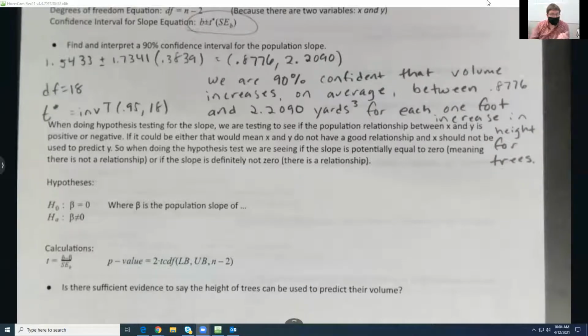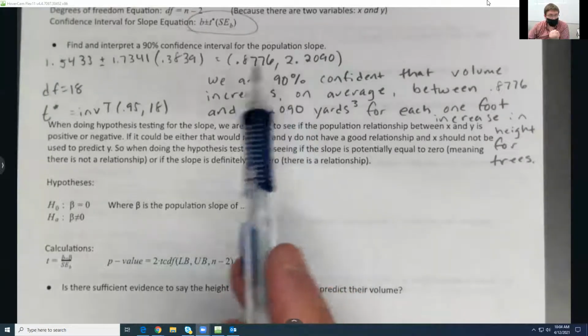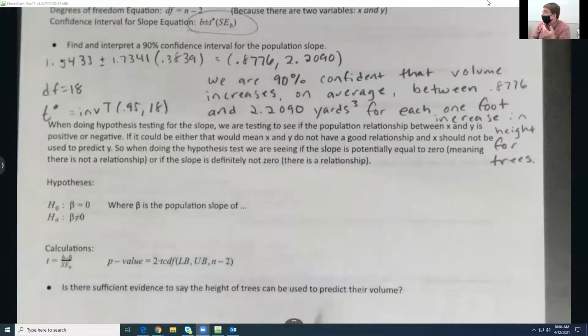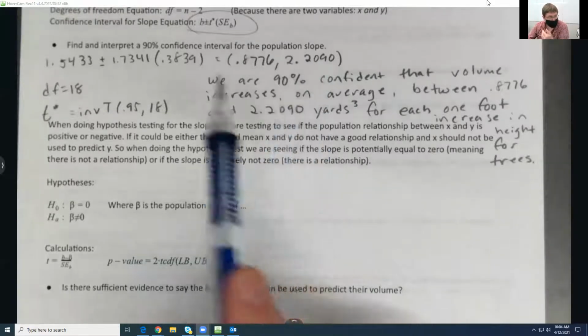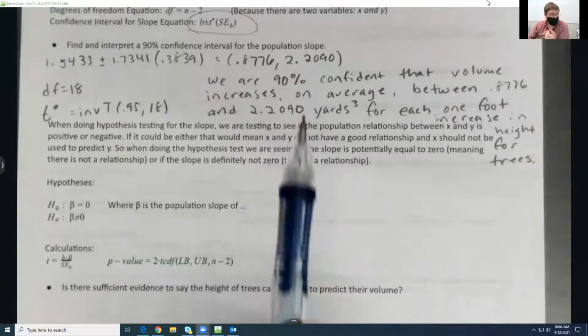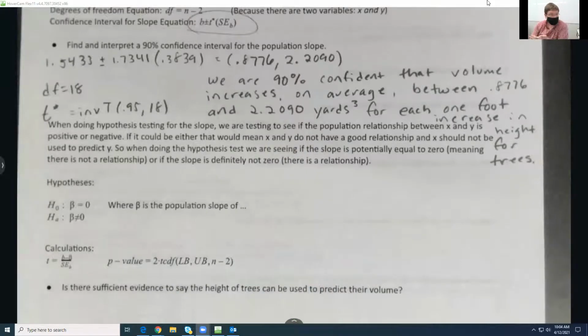So say back here on my interval, if I got both a negative and a positive number, that would be a red flag. 0 is somewhere in between there. There may be 0 change in height versus volume. That means my relationship is trash. There's nothing there. So the fact that I did get all positive numbers, or potentially all negative numbers had it been the other way, is a good sign that I've got some sort of relationship happening. There is some sort of change or difference between my two numbers.